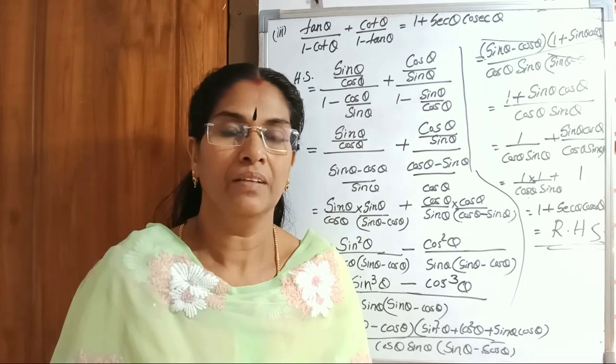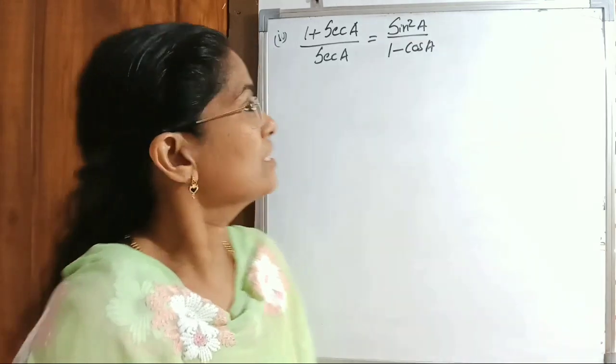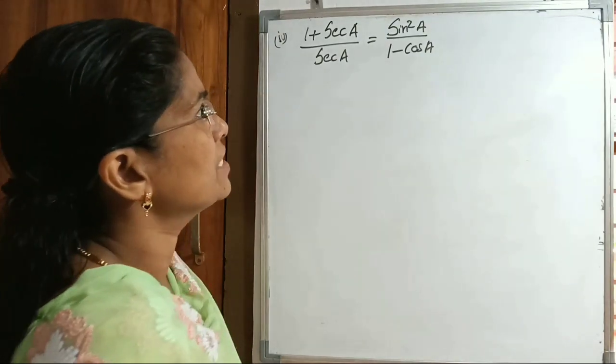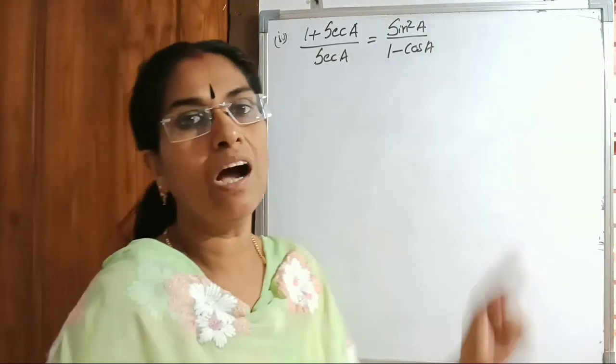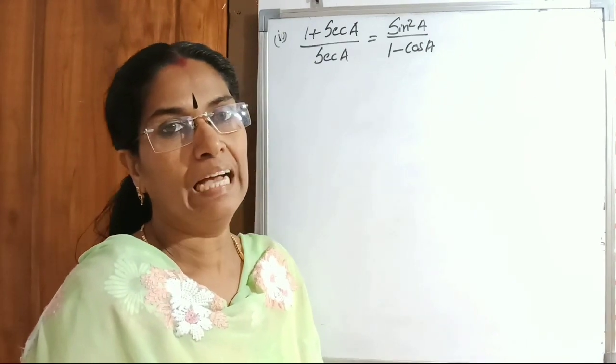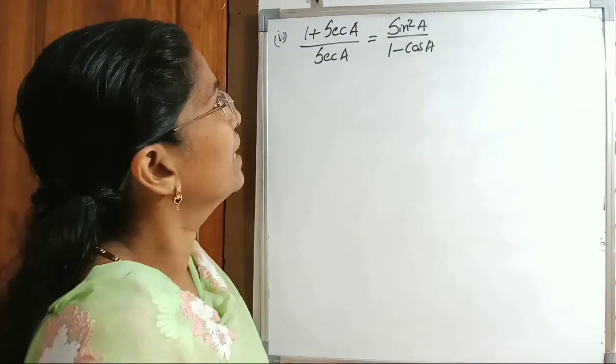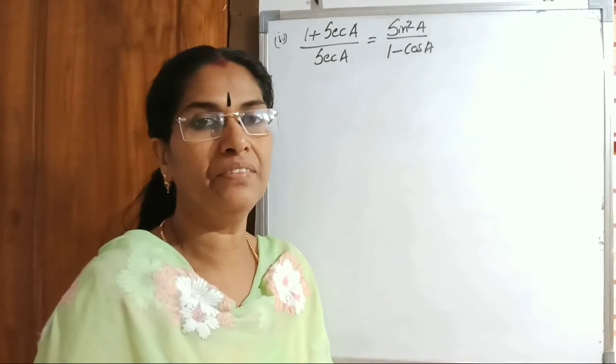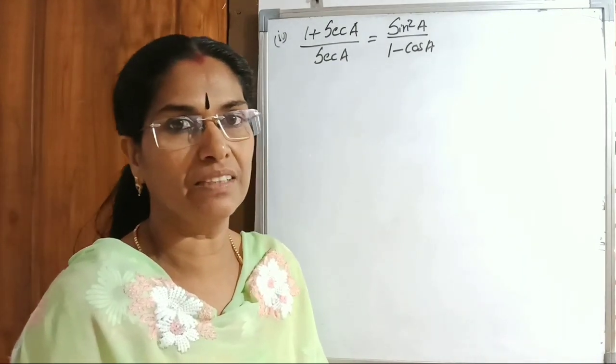Okay, one more question we get. Our third question: 1 plus ck divided by ck is equal to sin square a by 1 minus cos a. We have to prove this. And one hint is given. We have to take the left side and right side separately and solve them, and we can show that left side equals right side.